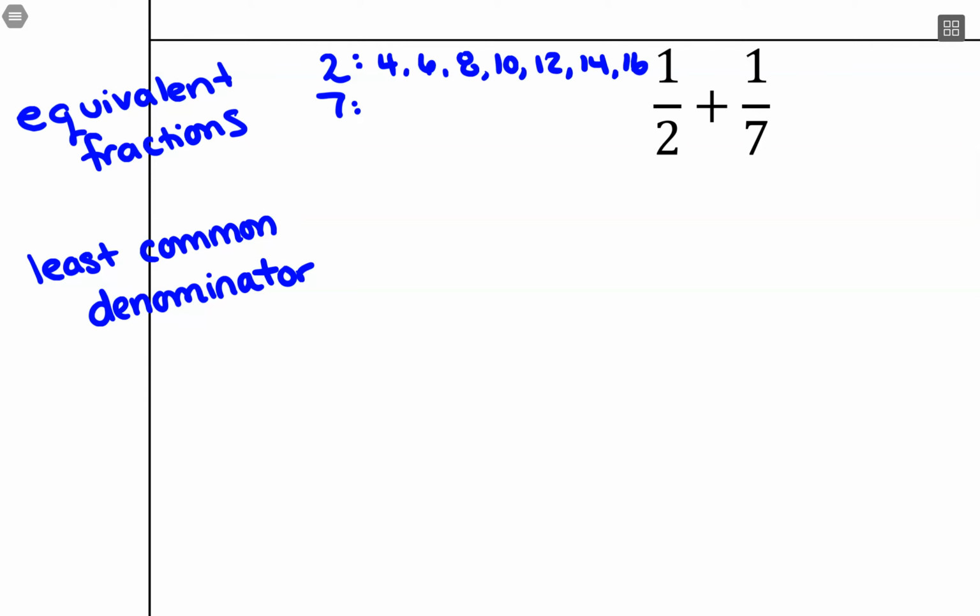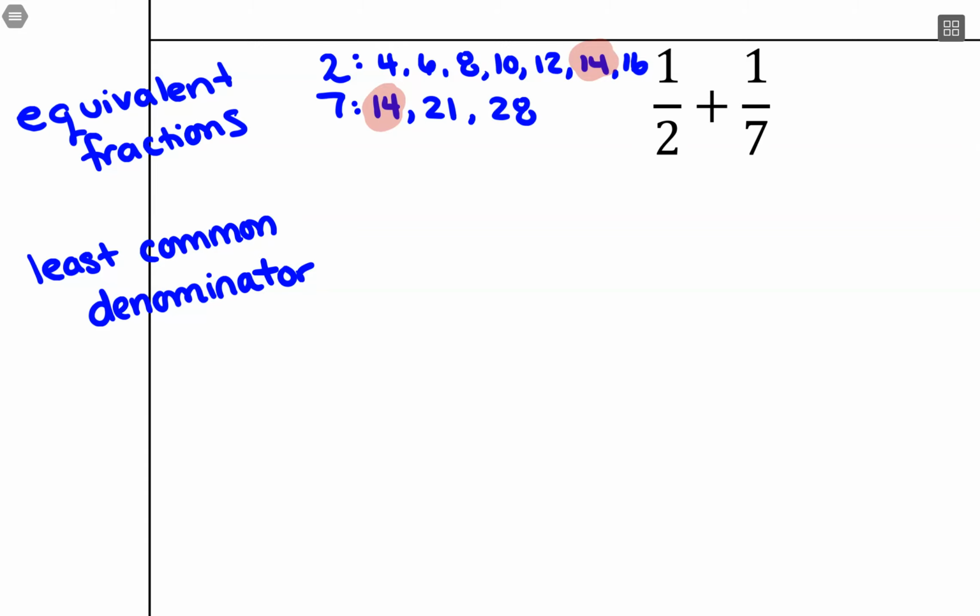And with 7, it would be 7, 14, 21, 28, and so on and so forth there. Our least common denominator is 14. It's the smallest value that both of those denominators multiply up to. Now, that's kind of a long way of going about it, listing all of those values out.